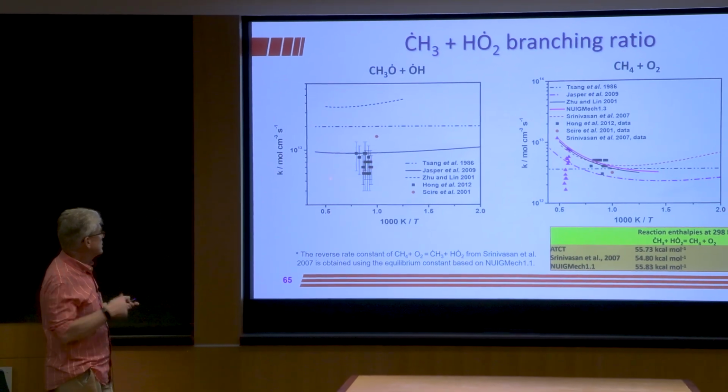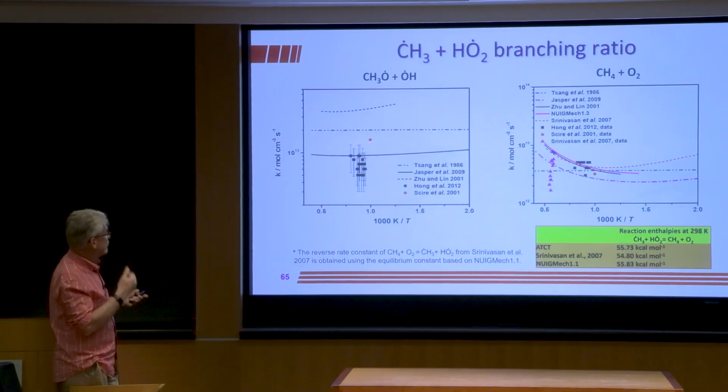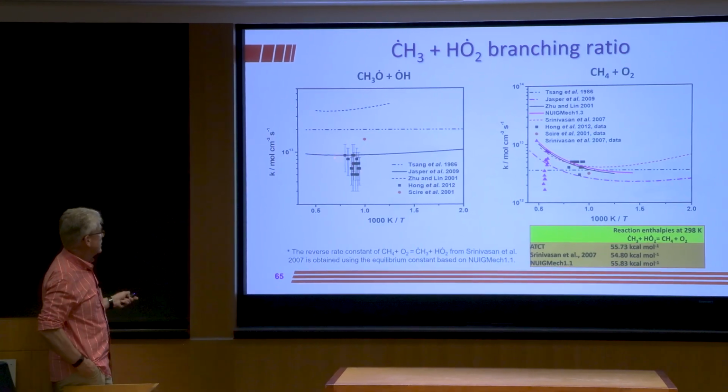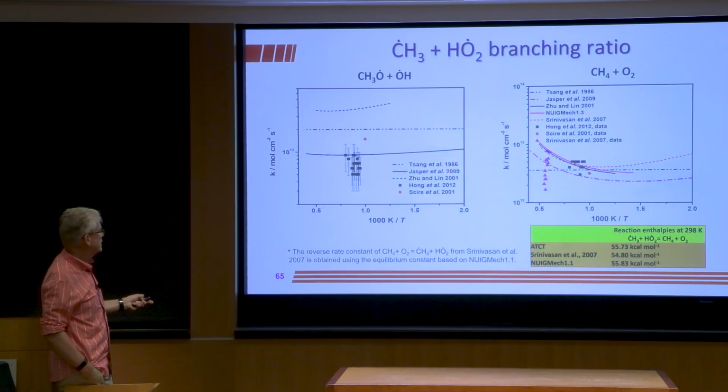And again, we scrutinize them. Here's a measurement that was performed here at Princeton University. Here's a measurement from Stanford University. And here's a calculation by Aaron Jasper working with Stephen Klippenstein, published in 2009. And that's the rate constant we use in our mechanism. And then again, here are measurements by Stanford. So these black squares and these black squares are from the same study. And then there's other measurements here too.